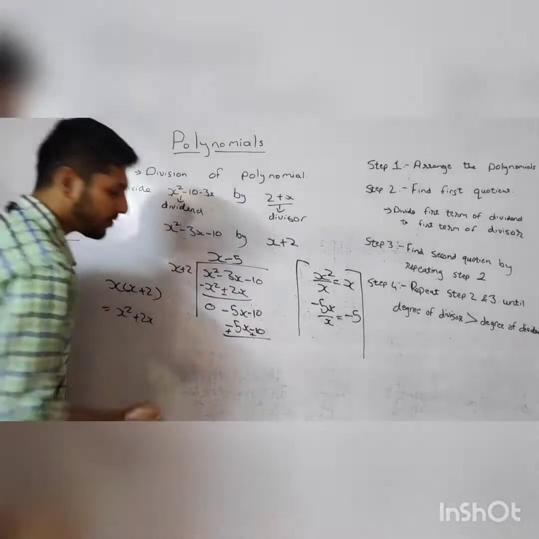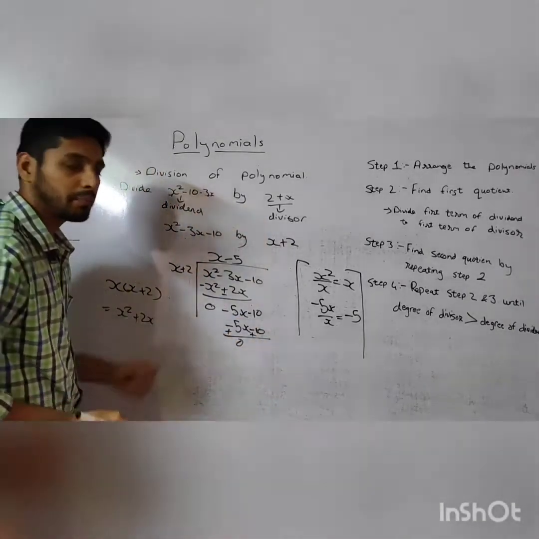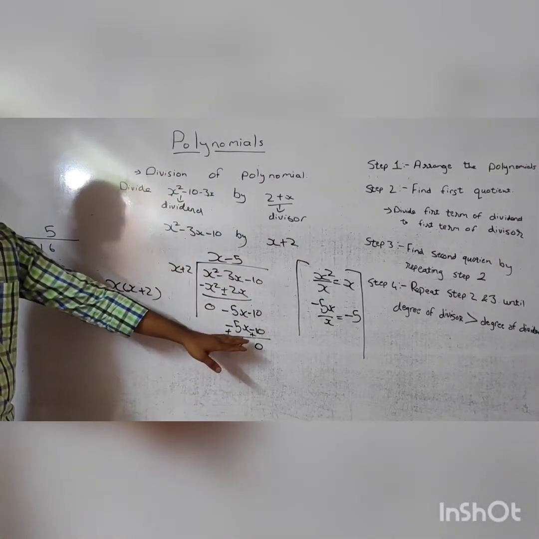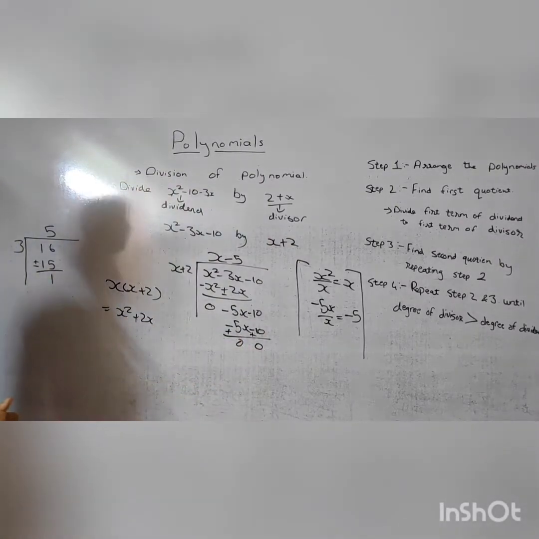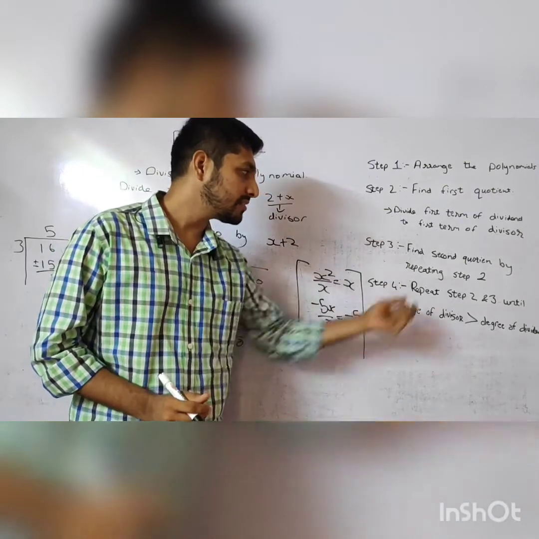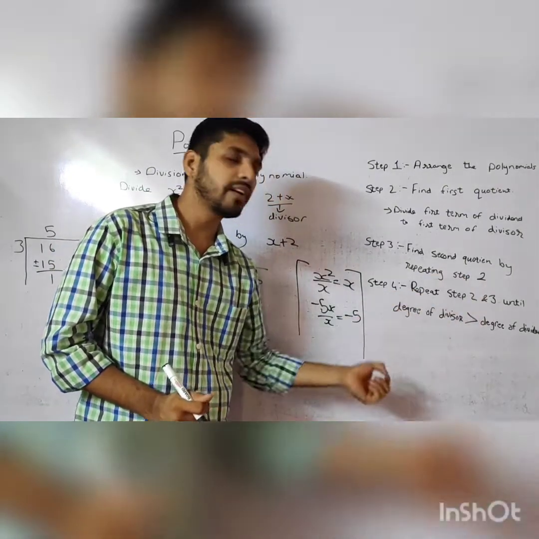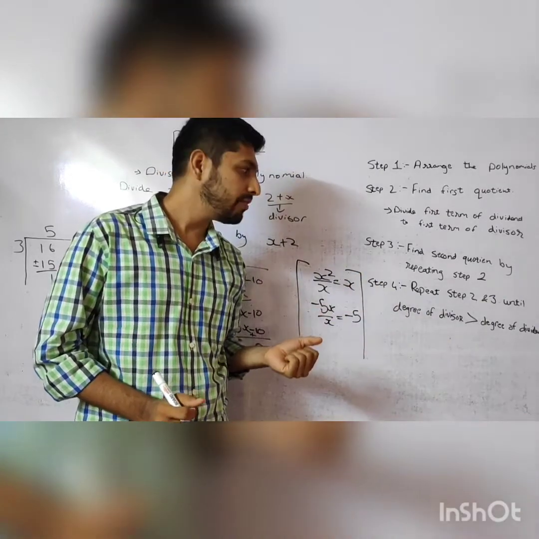So minus 5x plus 5x will give me 0. Minus 10 plus 10 will again give me 0. Which means there is no remainder. I don't need to go further. Yes, one more step is written over here, that is step 4. Repeat steps 2 and 3 until the degree of divisor becomes greater than the degree of dividend.